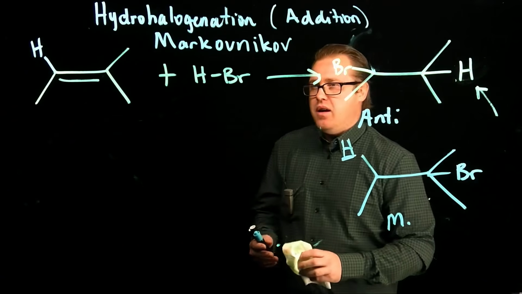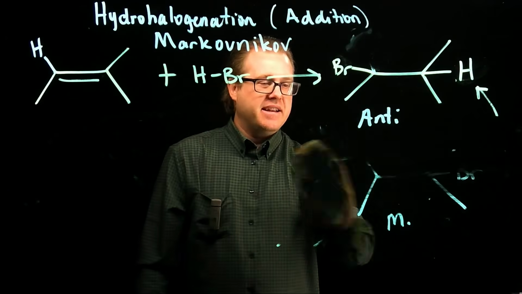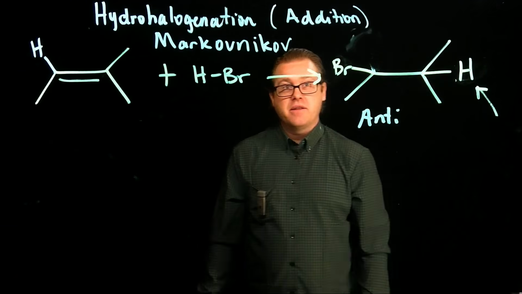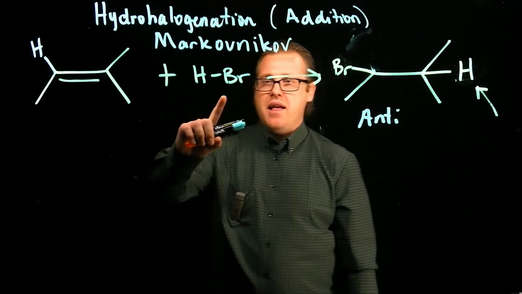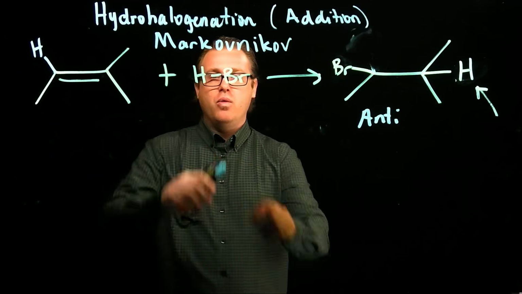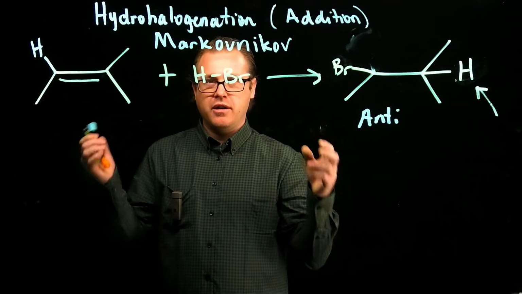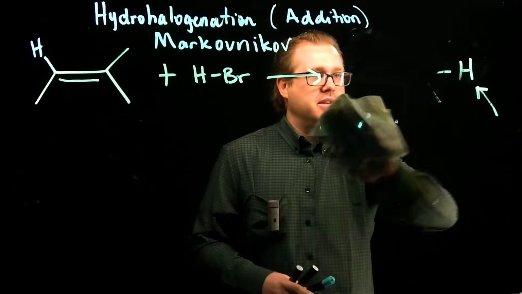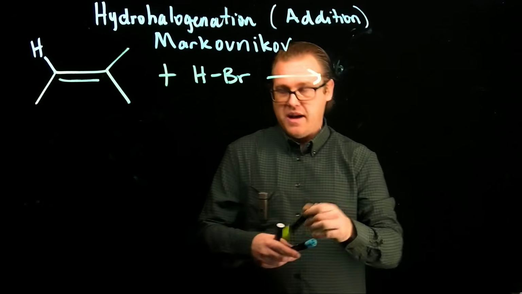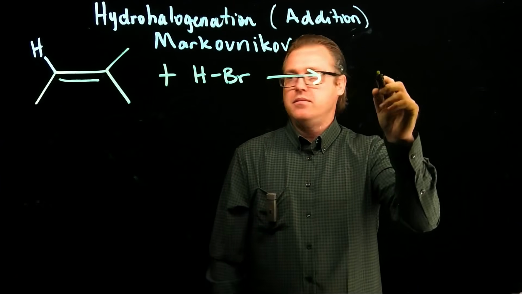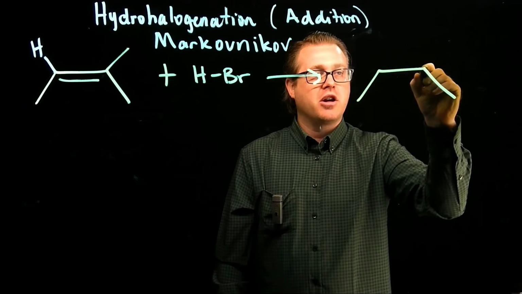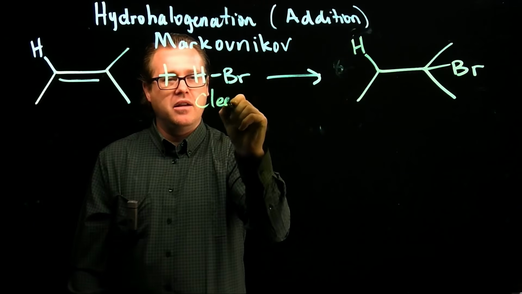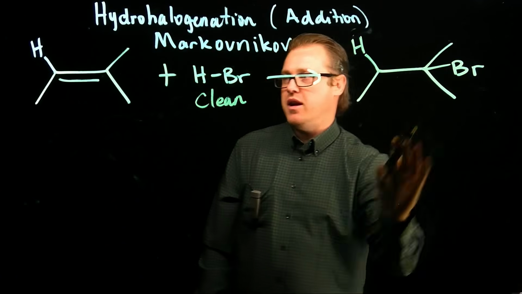Now, why were some researchers getting the anti-Markovnikov product? Well, it took a lot of work to figure it out. And they found out that when you use pure reagent, ultra pure, clean, so let's write it out like this here. When you have clean HBr, you are going to generate the Markovnikov product. Okay, so when we have clean, we get the Markovnikov product.